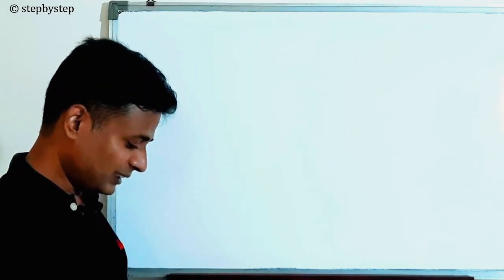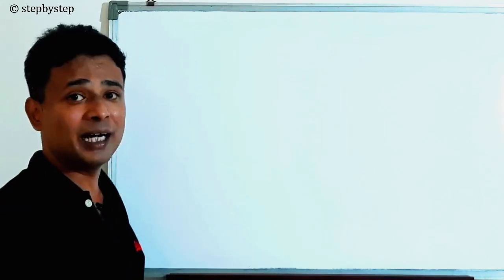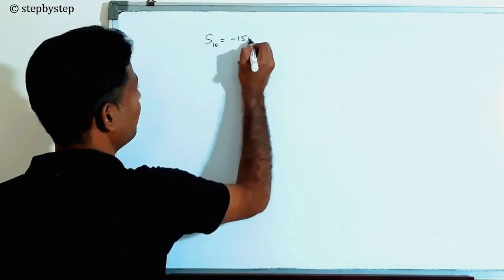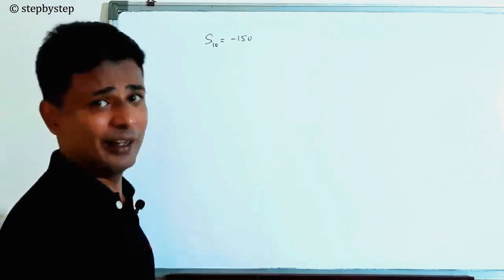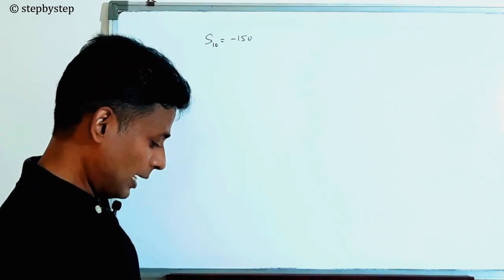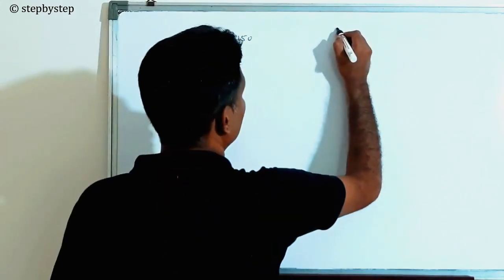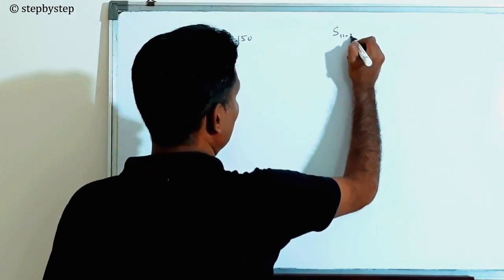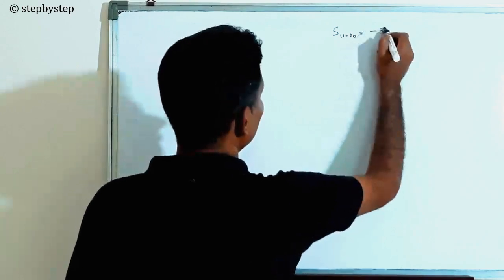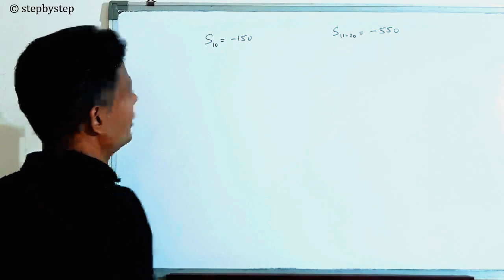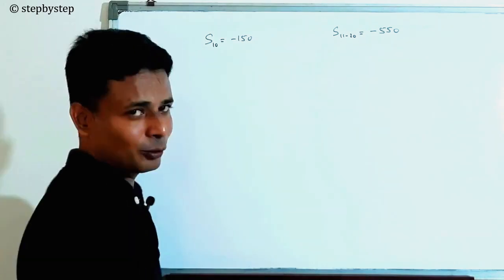Okay. Now the sixth problem. In an AP, the sum of first 10 terms is minus 150. So we already know it's a decreasing AP. And the sum of its next 10 terms is minus 550. So S of 11th term to 20th term is minus 550. Find the AP. So now we have two conditions to find a and d.